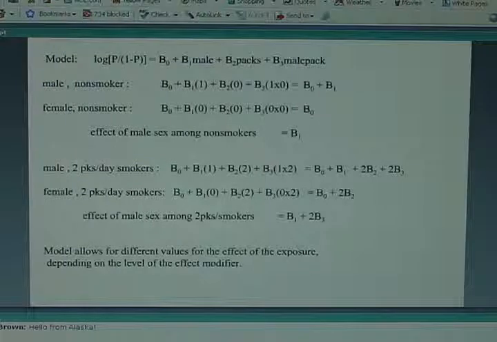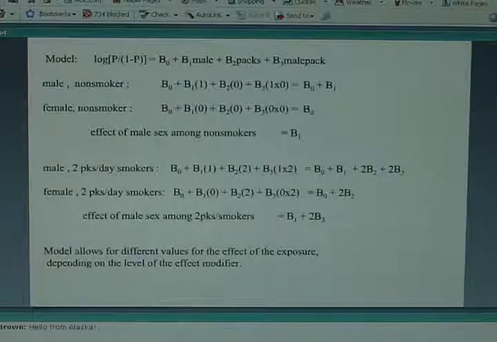From this model, the male non-smoker ends up with the B0 plus the B1 term. The female non-smoker just ends up with the B0 term. We again subtract the bottom equation from the top. We get the conclusion that in this model, B1 represents the log odds of disease for non-smoking males to non-smoking females. The effect of male sex only among the non-smokers.